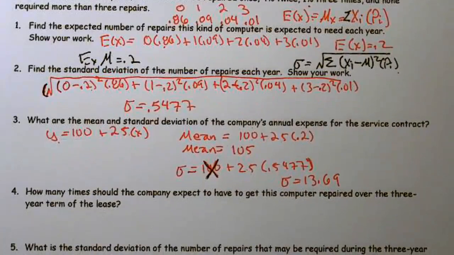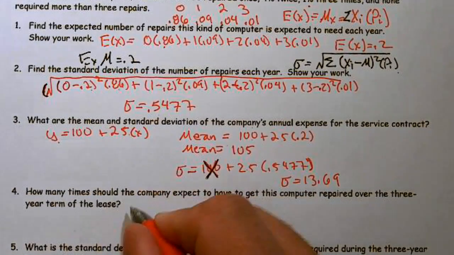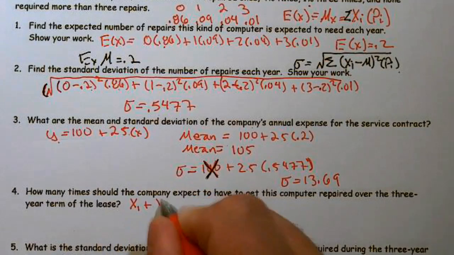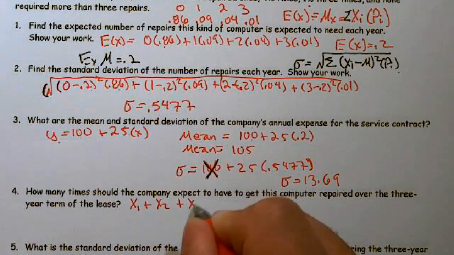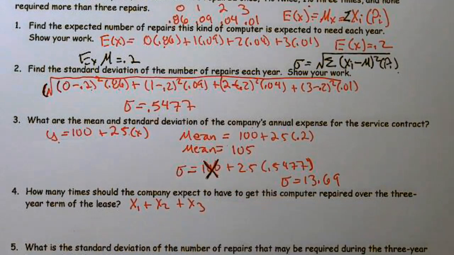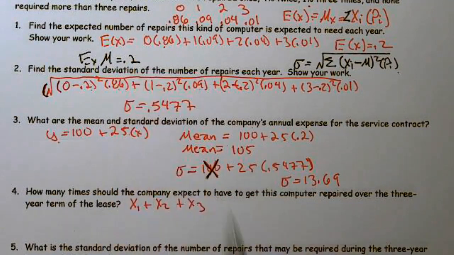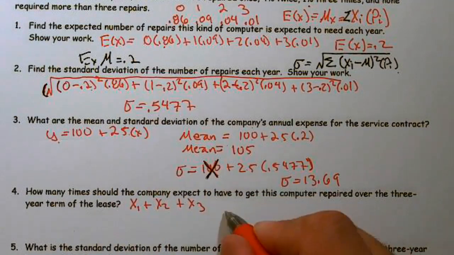All right, the next question. How many times should the company expect to have to get a computer repaired over the 3-year term of the lease? Well, that's a good question. How many times do we expect to get in the first year? And then the second year? And then the third year? Well, we don't have any information that indicates things change, and we expect it to have to get repaired 0.2. Well, I can add means directly. I can add measures of center directly.